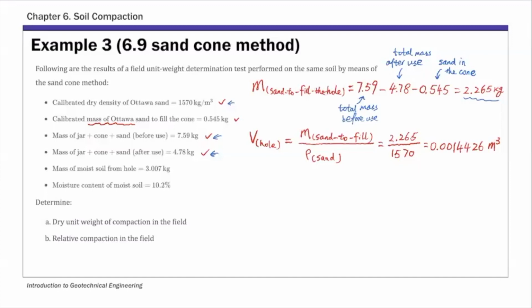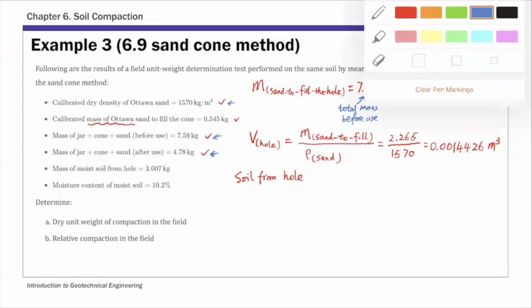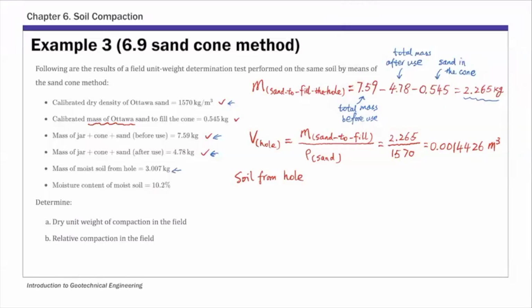And the rest of this example actually is basically, once you figure out the volume, as I mentioned, you can then calculate the in situ unit weight, because you can always measure the weight of the soil. And now you know the volume, you can calculate the unit weight. Okay, so let's just finish this example here. So we know the mass of the moist soil. So this is in situ soil. This is not the Ottawa sand you used in the sand cone device. So this is soil from the hole. We know the mass of this moist soil. Okay, so this right here is 3.007.